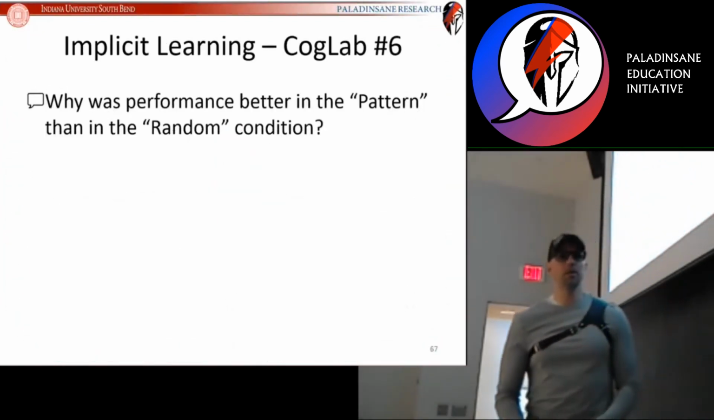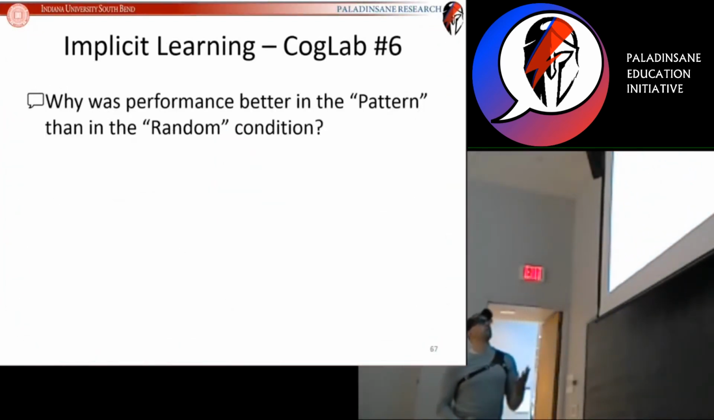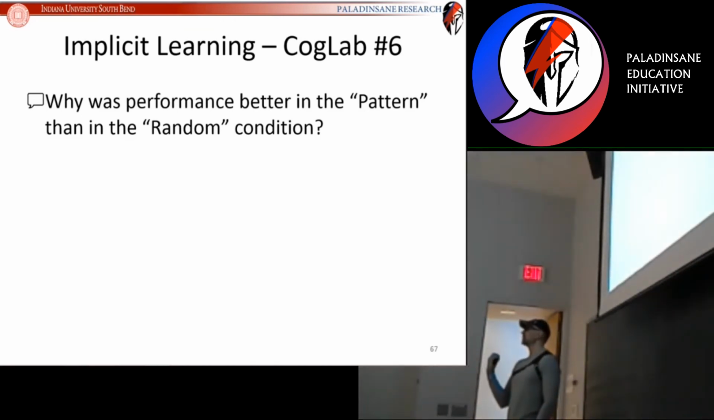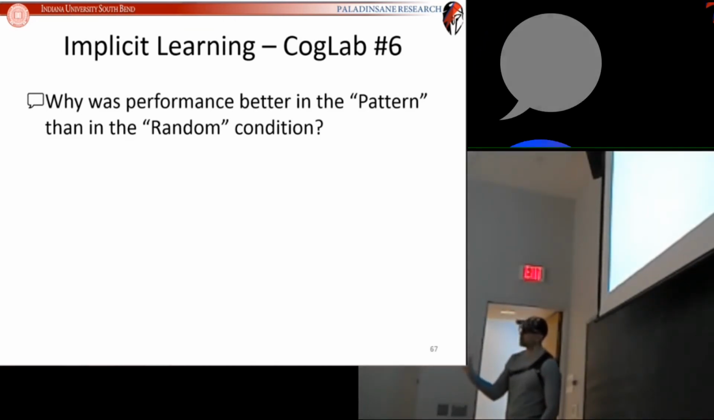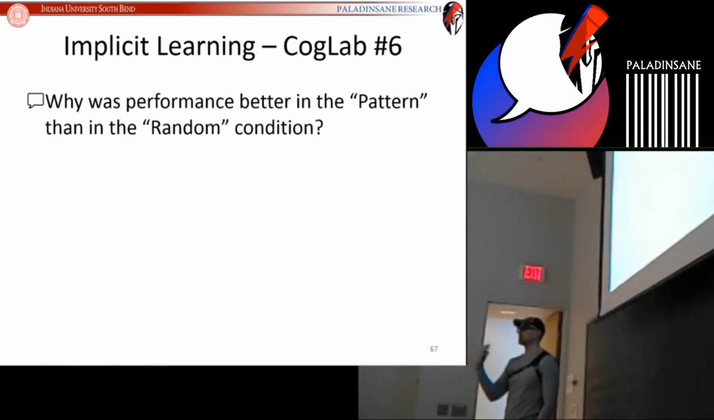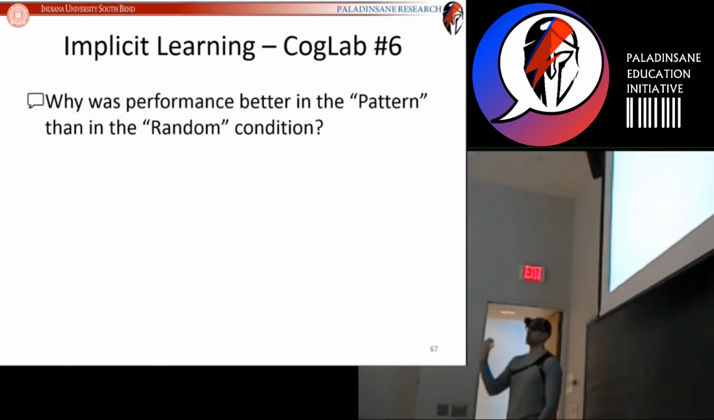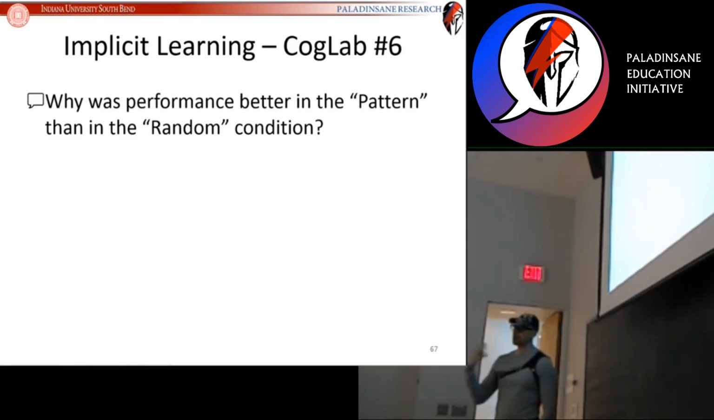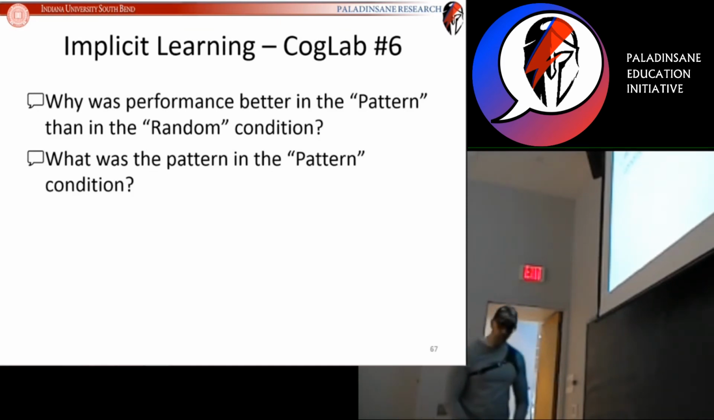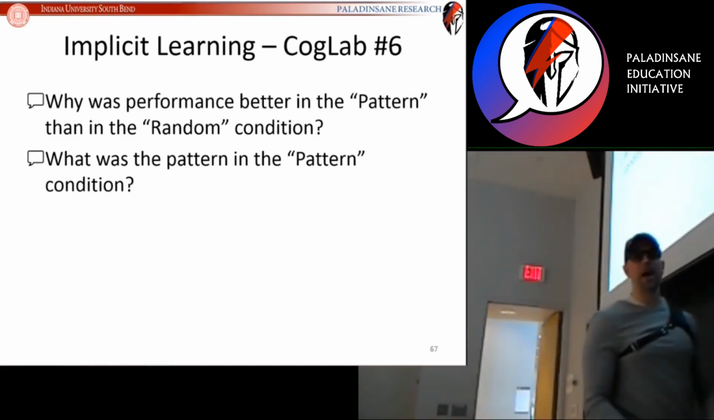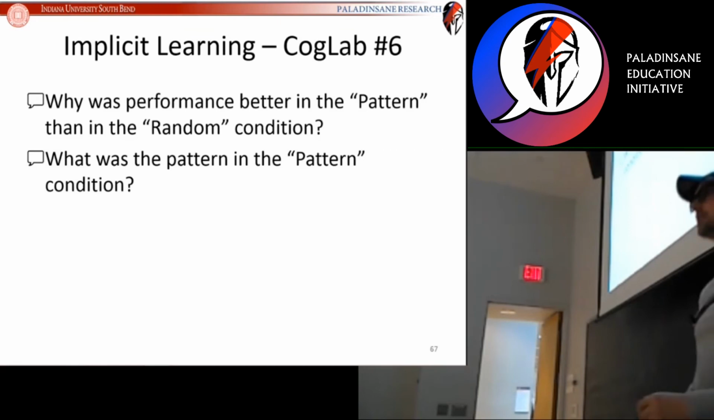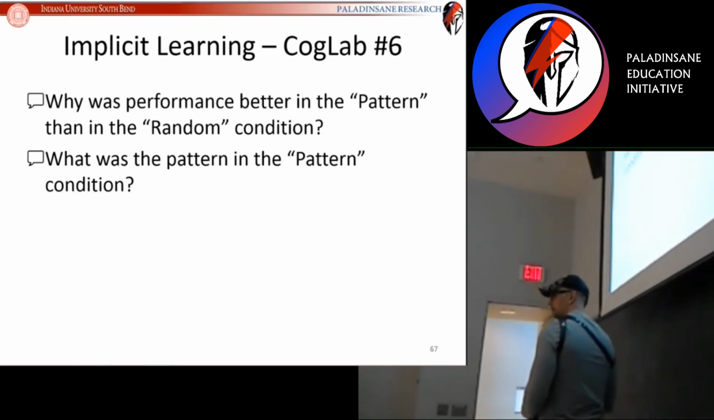All right, so why was the performance better in the pattern condition than in the random condition? We touched on this. It's implicit learning. The only thing that could explain this, the only difference, is that you were able to learn the pattern. You weren't aware that you learned the pattern, but it did affect your behavior, and that was implicit learning.